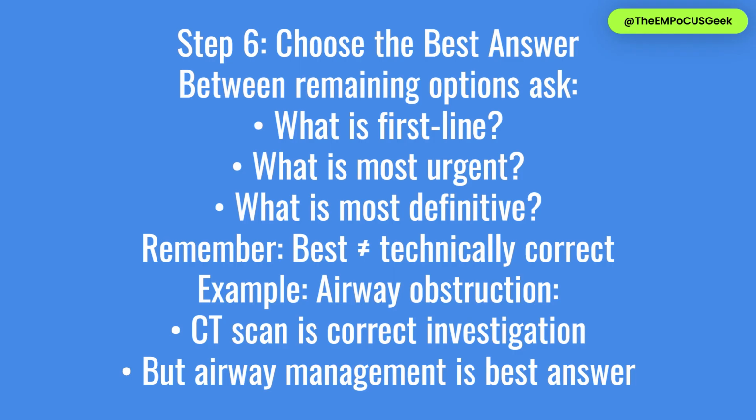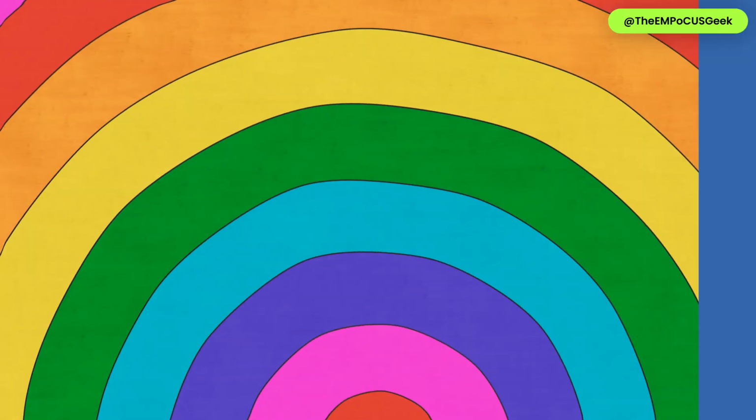Step 6. Choose the best answer. Between remaining options, ask, what is first line? What is most urgent? What is most definitive? Remember, the best answer is not just the technically correct answer. For example, if you were asked regarding the next step in airway obstruction, CT scan is a correct investigation. However, the best answer would be airway management.